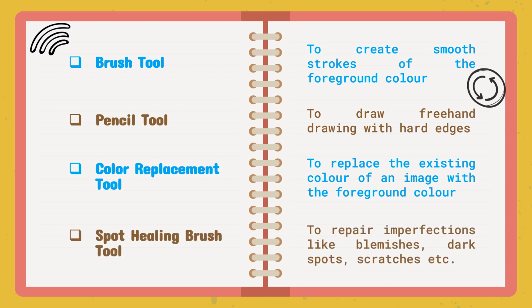Spot healing brush tool or the healing brush tool. Both the tools can be used to repair imperfections in an image, or you want to remove some blemishes, dark spots or scratches etc. in some photograph, you can use the spot healing brush tool.